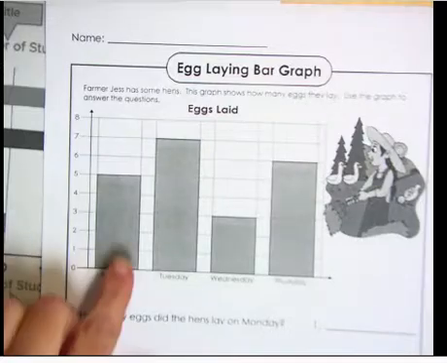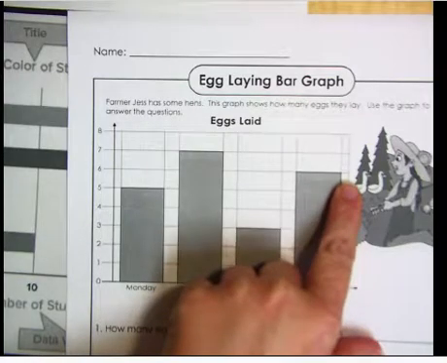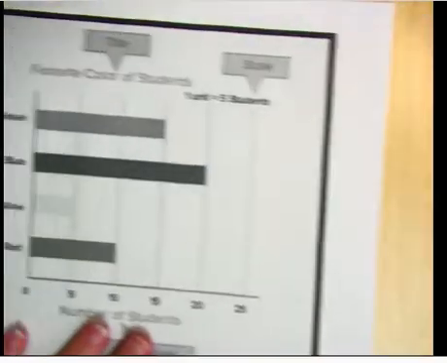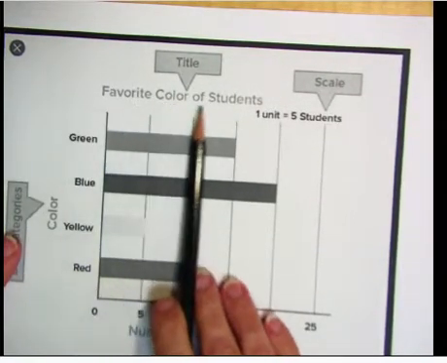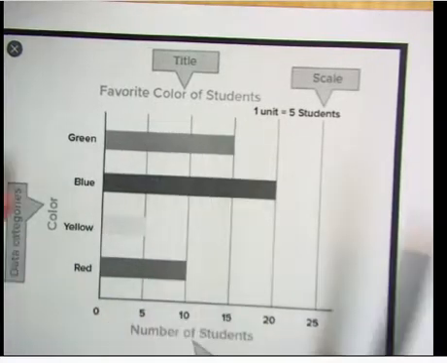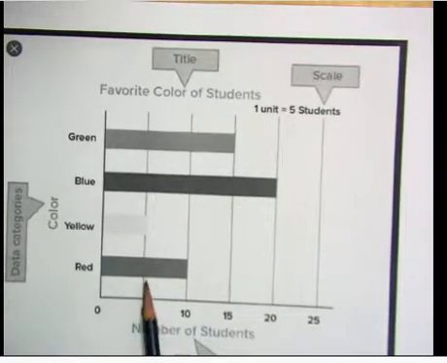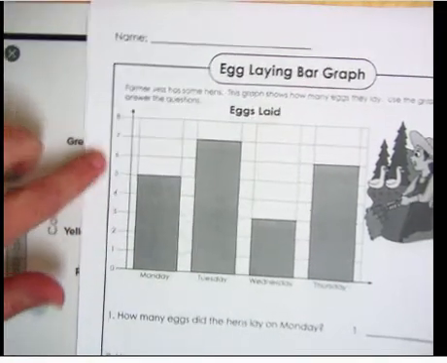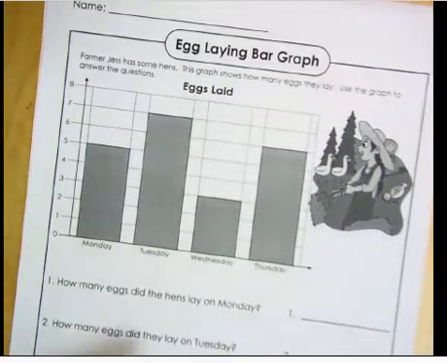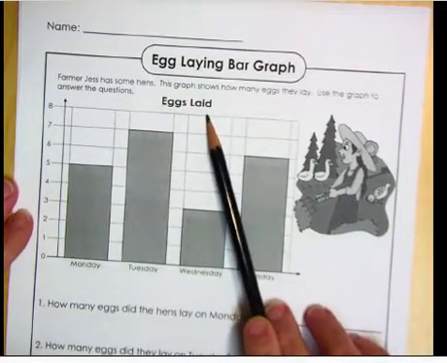Also, another type of bar graph can go up and down like this one. This is a vertical bar graph where the bars go up and down, or you could have a horizontal one. This graph is about the favorite color that students have, and you'll see the bars go across in a horizontal manner rather than starting at the bottom and going up. So you'll notice on this one the numbers are along the bottom, and on this one the numbers are along the side. So we're going to take a look at this graph, and the title of this graph is Egg Laying, the eggs that are laid on certain days.